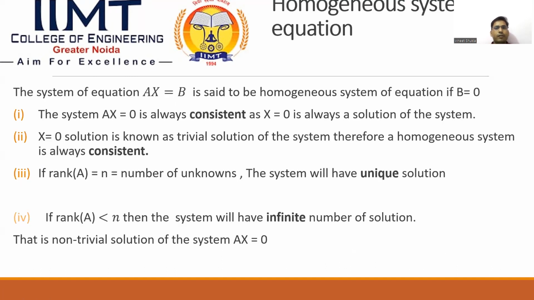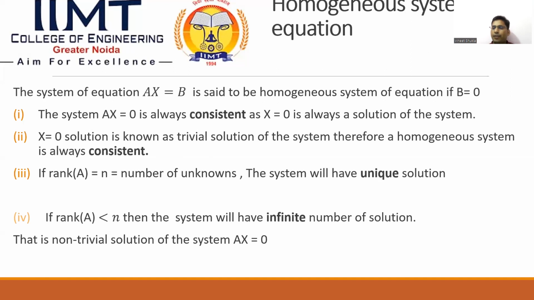Now, we will study the homogeneous system of equations. The system of equations Ax equals B is said to be homogeneous if B equals 0. In the system Ax equals 0, there always exists a solution, that is x equals 0 is always a solution, which is known as the trivial solution. Hence, the homogeneous system of equations is always consistent and always has a solution, that is x equals 0.